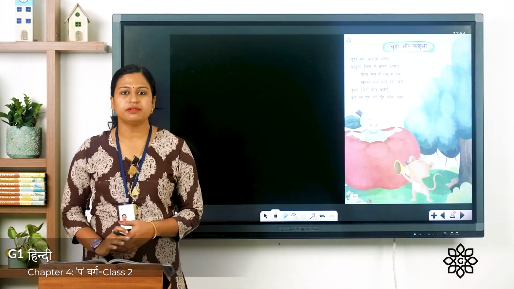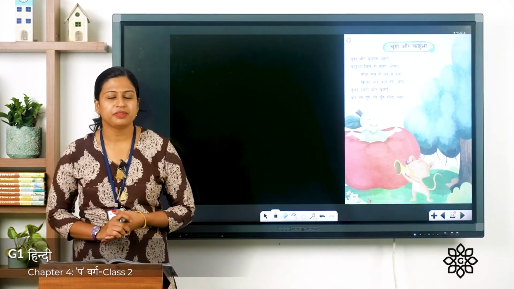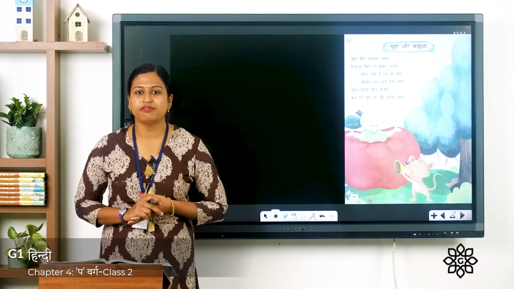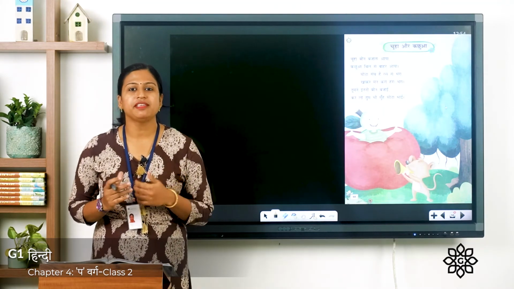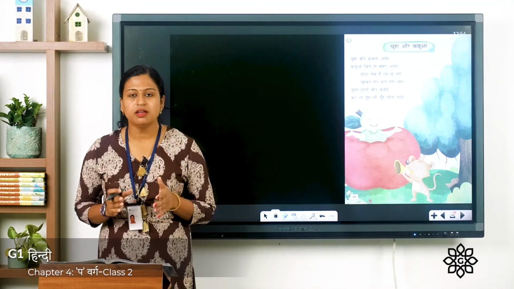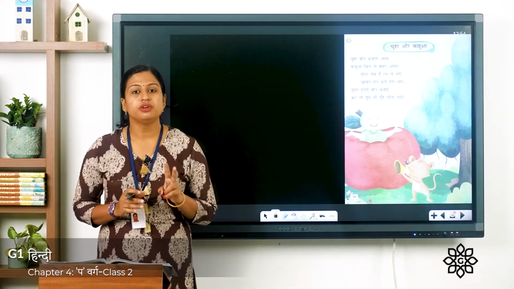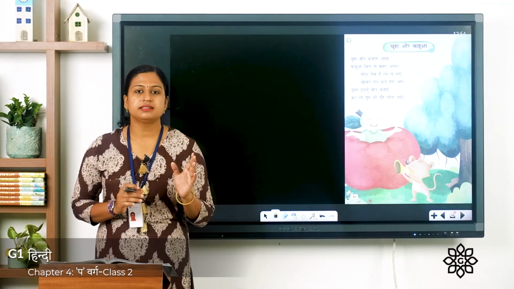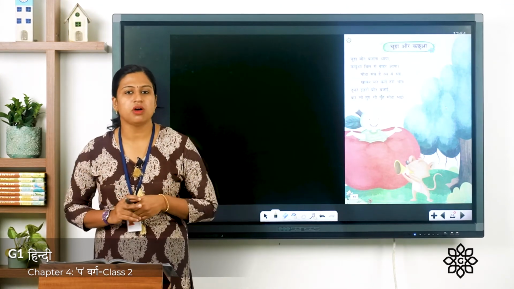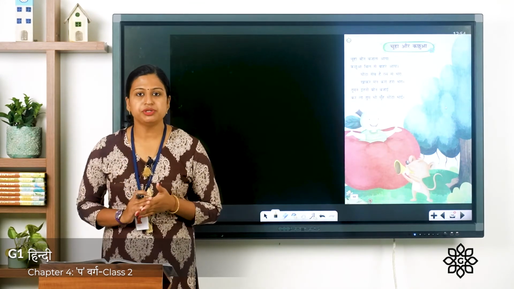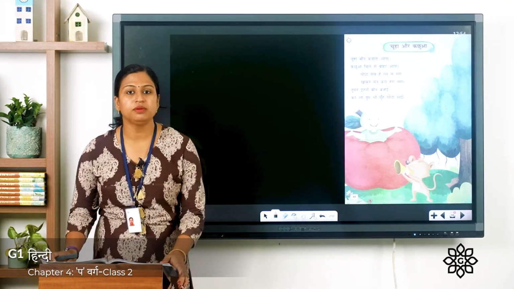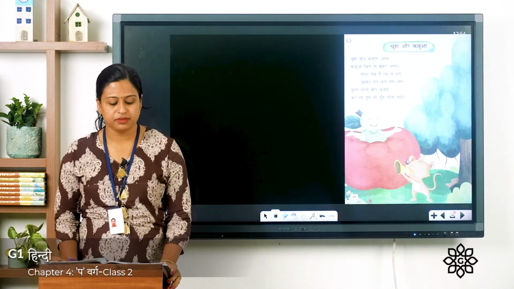Next, we have a short poem. Now we all love to play with our friends, isn't it? We enjoy their company. Now here also, it's a short poem about two friends. One is a rat and the other one is a tortoise. Now I'm going to read out this poem and you have to listen to it very carefully.